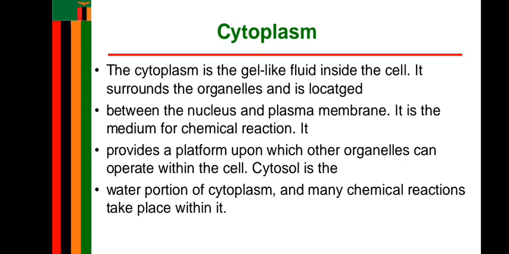Okay. So let's look at the cytoplasm, or the cytosol. Cytoplasm is a gel-like fluid inside the cell. It is surrounded by the organelle. It is located in between the nucleus as well as the plasma membrane. Remember, the nucleus, the plasma membrane, as well as the cytosol, these are what make up what we call protoplasm. So it is the medium for chemical reaction. It also provides the platform upon which other organelles can operate within the cell. The cytosol is a watery portion of the cytoplasm, and many chemical reactions take place within the cytoplasm because it contains organelles. All right.